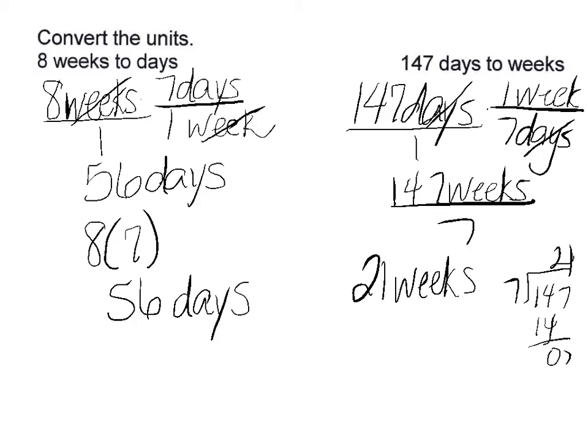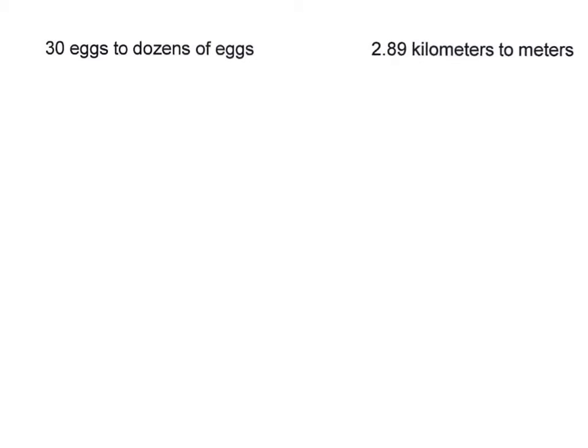Now all you're doing is dividing. So again, if you can see that without doing this actual conversion, go for it. 147 over 7 is 21. Label is weeks. Next pair there, 30 eggs to dozens of eggs.